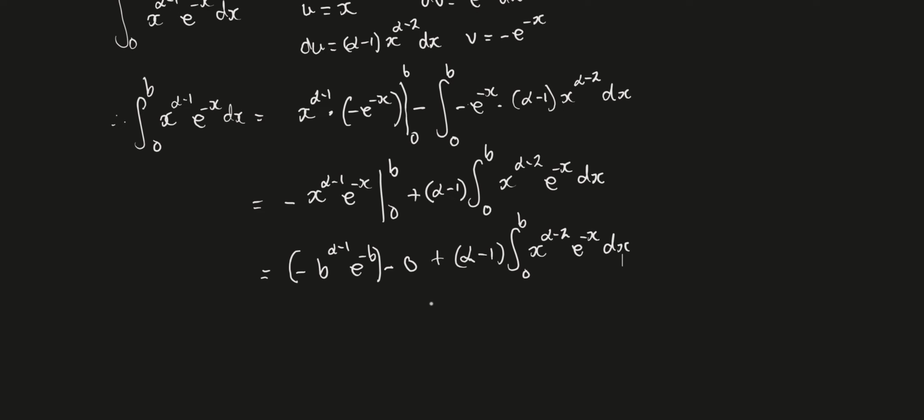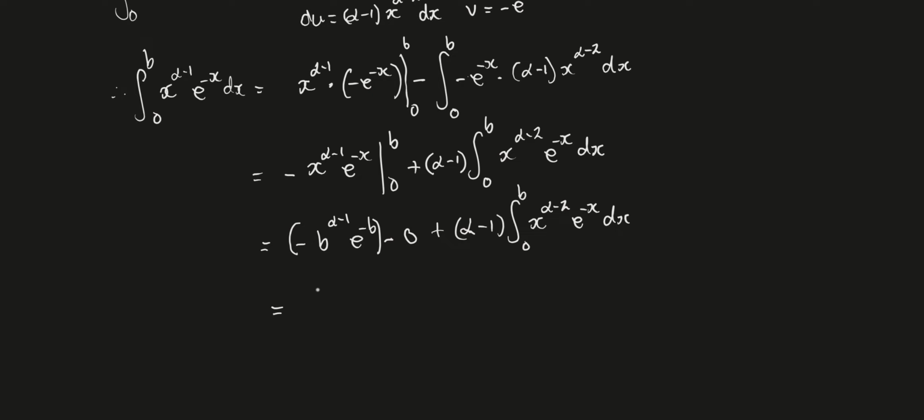All right. So this part of it works out to be negative b to the alpha minus 1 over, if I use my property of exponents and rewrite this so that I don't have a negative in front of my exponent here, this becomes e to the b, and then I have plus alpha minus 1 times the integral of 0 to b x to the alpha minus 2 e to the negative x dx. Right? So that's what this is. So now to get the actual gamma function, I have to let b go to infinity. So what happens to this expression as b goes to infinity?